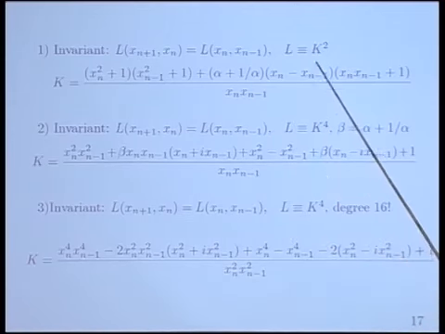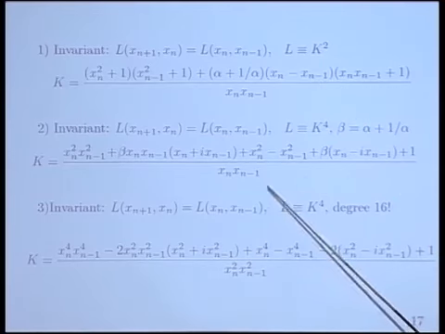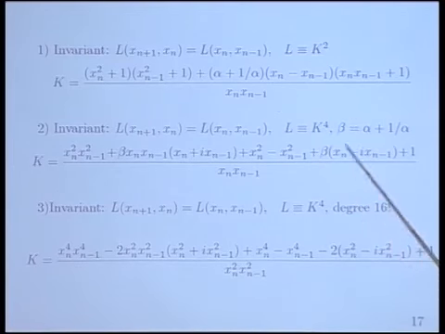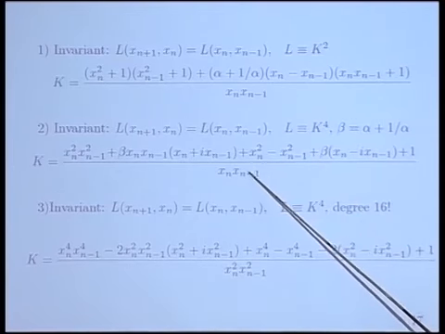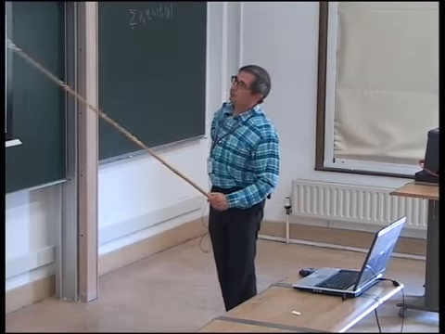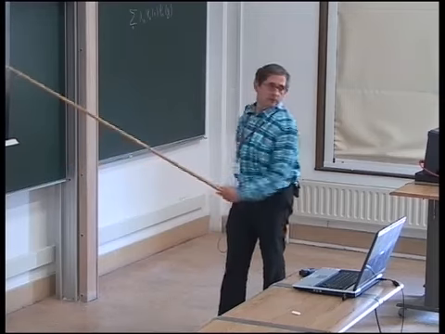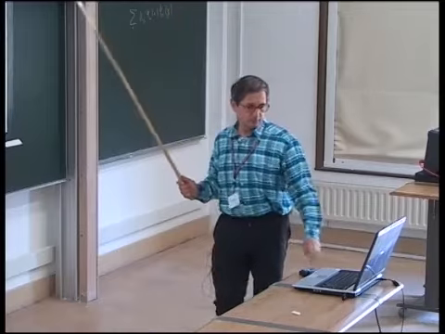In this case, the invariant is the square of this quantity. In this case, the invariant is the fourth power of this quantity. So the invariant is degree 8. And here it's also degree 4, but if you notice, we already have a quartic here. So globally, here the invariant is degree 16. Well, pretty nice.